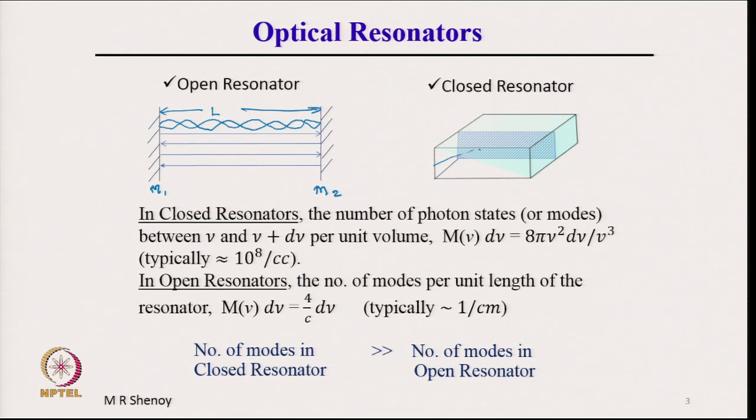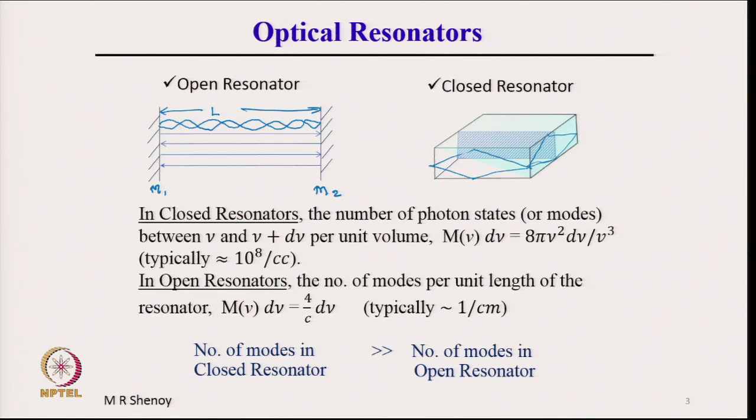For example, if the two sides are reflecting, then the rays can go back and forth and form a complete loop like this. The rays can also travel in this direction and form a complete loop. Every complete loop corresponds to a standing wave. There can be various types of ray paths one can think of. In other words, in a closed resonator, the types of ray paths which are possible are many, but that is a simplistic ray picture.